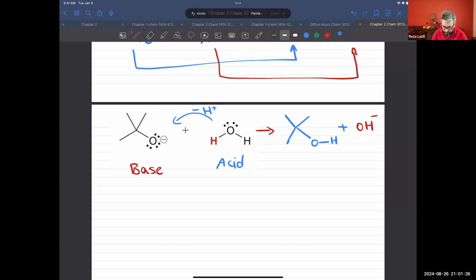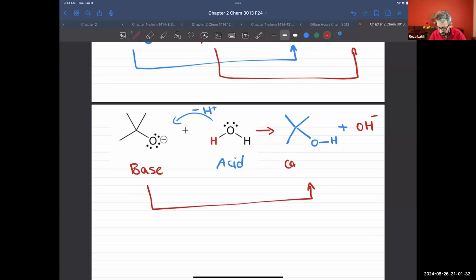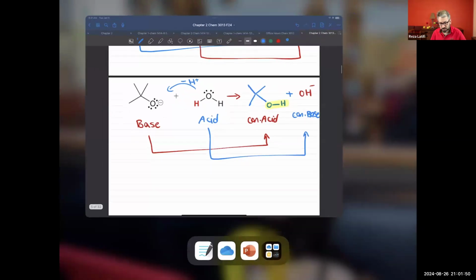Okay, if this one is the base, after gaining H plus it will turn into the conjugate acid. And yes, it does have H plus there. And OH minus will be the conjugate base. Okay, cool.